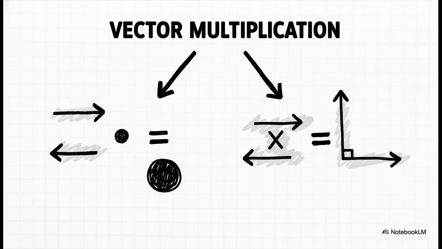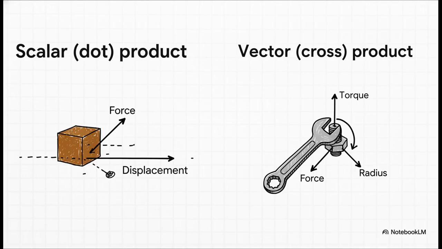And that brings us to the final piece of the puzzle, section 2.4. This is where we learn the two completely different ways that vectors can be multiplied together. And trust me, this isn't just some weird math thing. It describes two totally different kinds of physical interactions. You absolutely have to get this part.